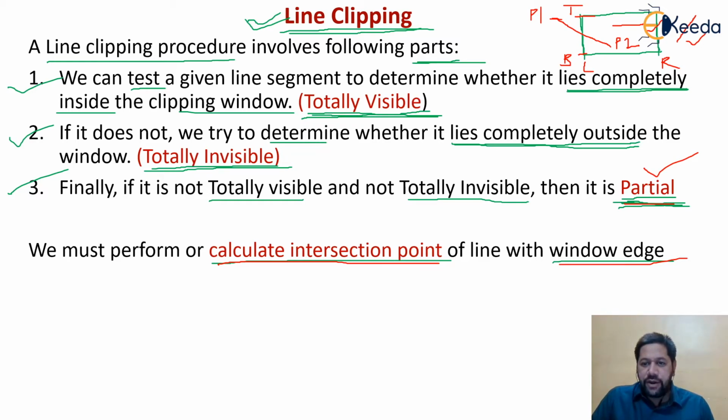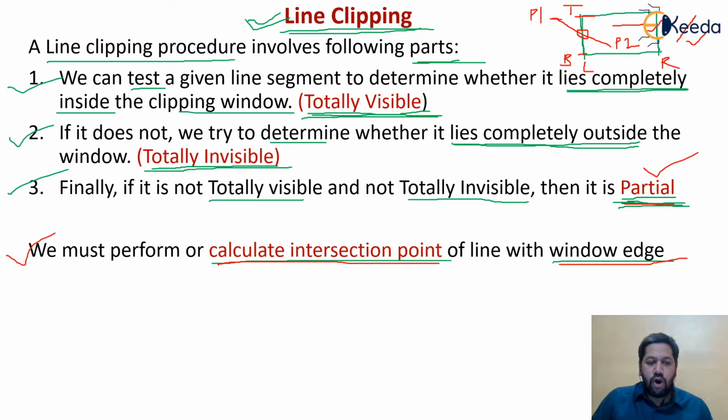Okay, for the left edge, I have to find the intersection point. P1 and P2 is my line. I have to find the intersection of this line P1 P2 with my window edge. This point I have to find out. Okay, that is what we have written.